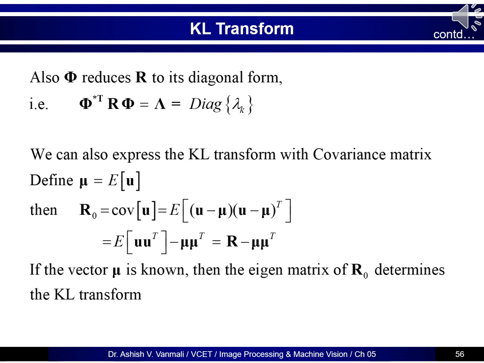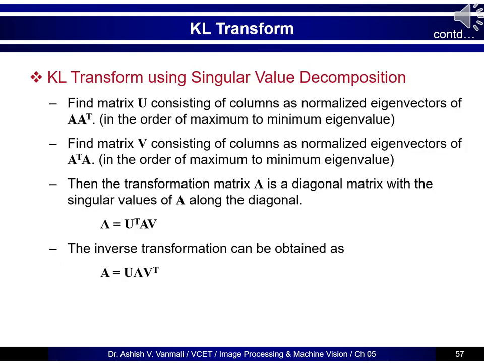So if we know the vector u, then the eigen matrix of R0 determines the KL transform. To simplify the calculation of KL transform, we can use this representation, which is also called SVD representation or singular value representation. In this case, we first find the matrix U consisting of columns of normalized eigenvectors of AA transpose. Here the columns are arranged in the order of maximum to minimum eigenvalue.